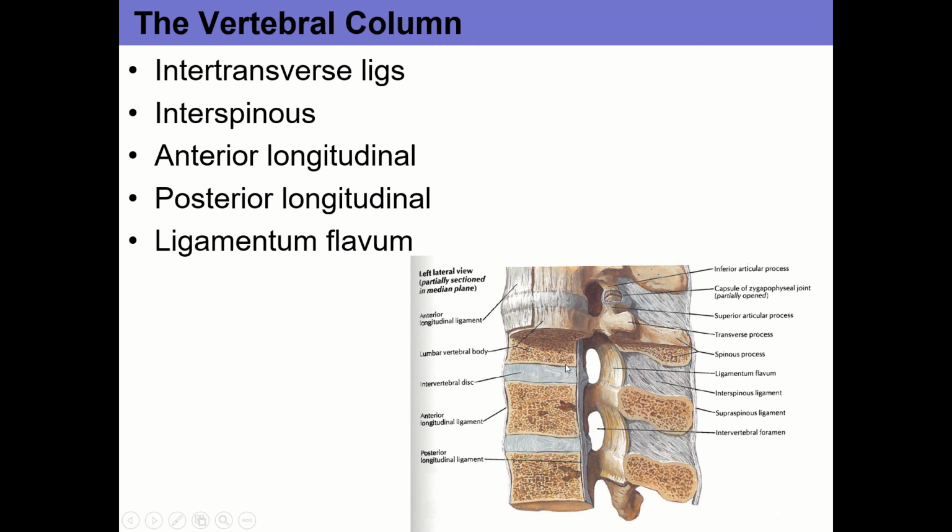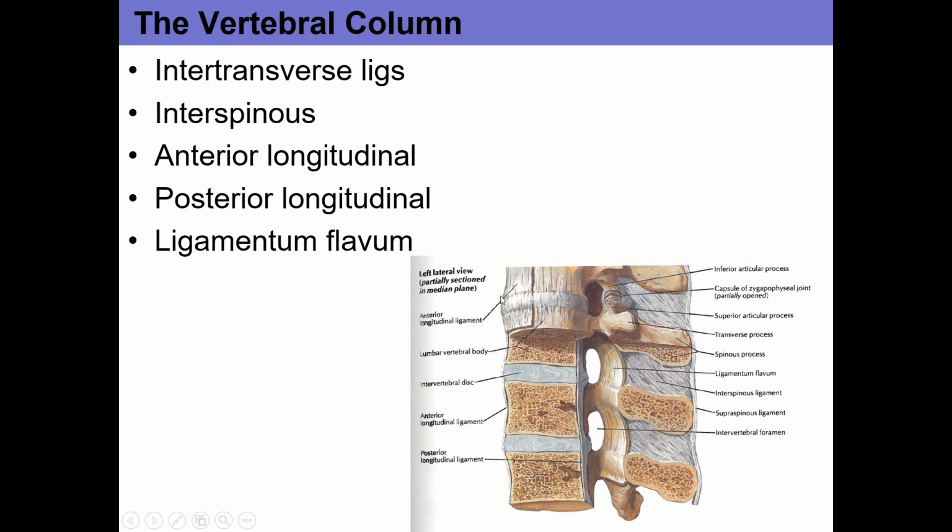But in terms of those ligaments on that left lateral view, the interspinous ligaments sit between the spines of adjacent vertebrae. So those are going to limit flexion of the spine. So as you bend forward, it's going to stretch out these interspinous ligaments, so they're going to limit that.